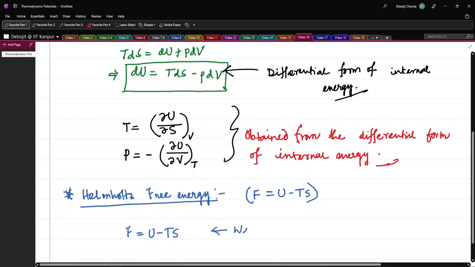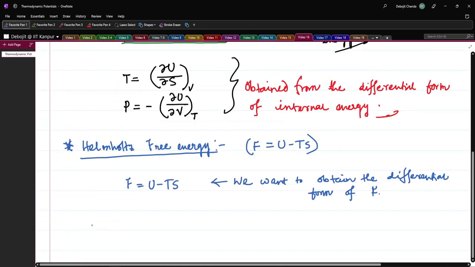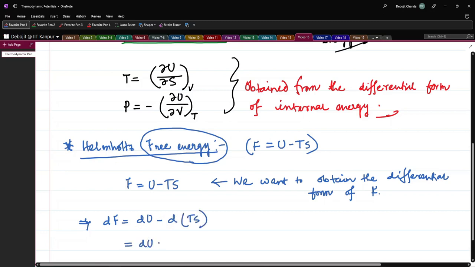Now we want to obtain the differential form of F. This term is also known as free energy only. So we are going to see how we can obtain the differential form of this. So dF will be given by dU minus d of TS, which will be equal to dU minus TdS minus SdT.